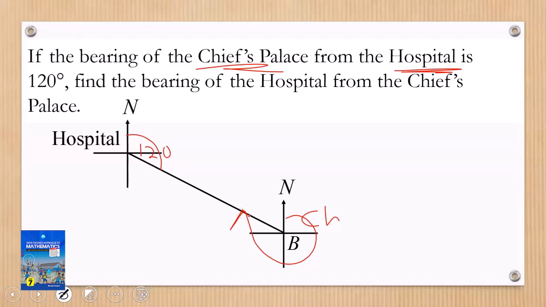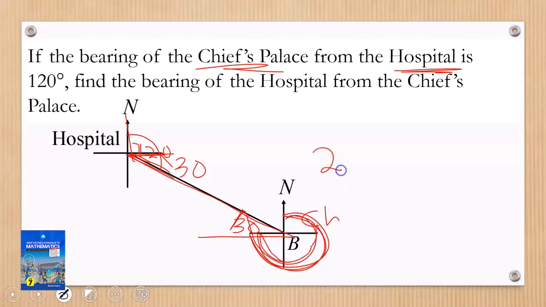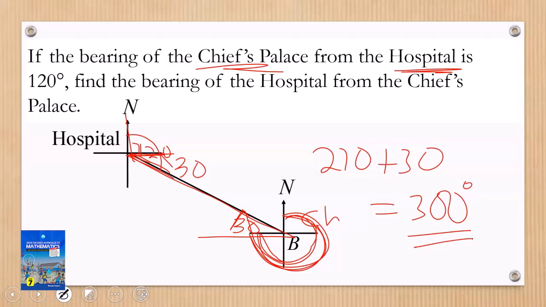Now, how do we get it? We know that the small angle here is going to be 30 degrees, because 90 plus 30 will give us the 120. That means the angle also over here will be 30 because of alternate angles, right? Now, if this 30 is added to the 270 angle that we have here, because you're going to have 90, 90, 90, making 270 plus 30, that will give us 300 degrees. So the bearing that will take us back is 300 degrees.